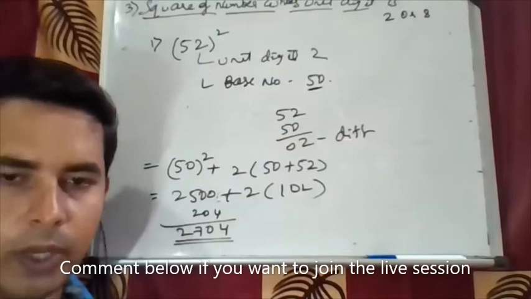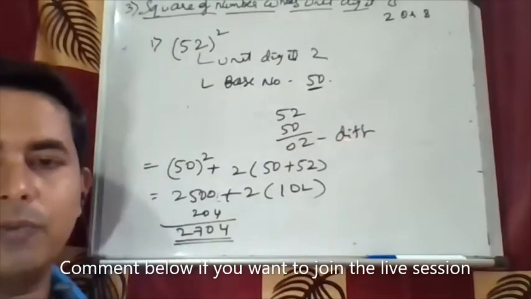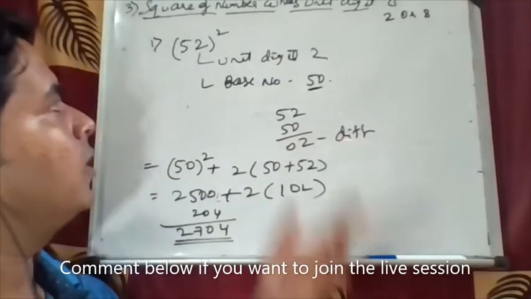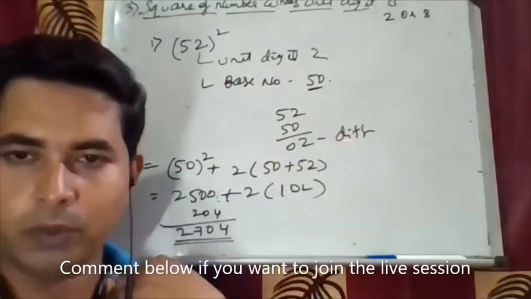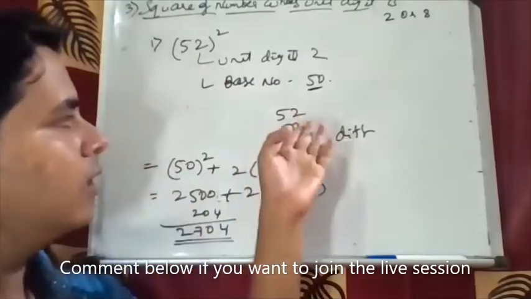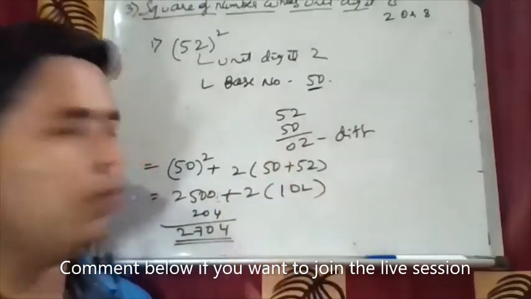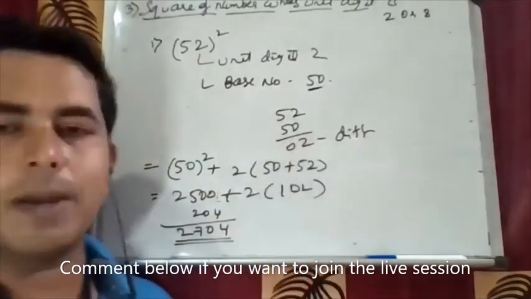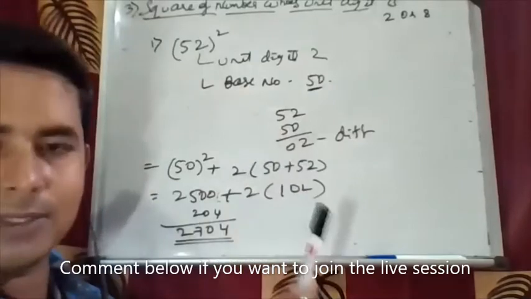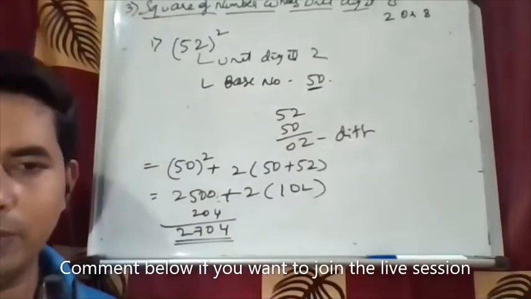The unit digit is 2. Then take a base number. 50 is the base number. And what is the given number? 52. What is the difference in both numbers? 52 minus 50 is what? 2. Consider that 2, multiply with the sum of both. Then add that answer to the square value.